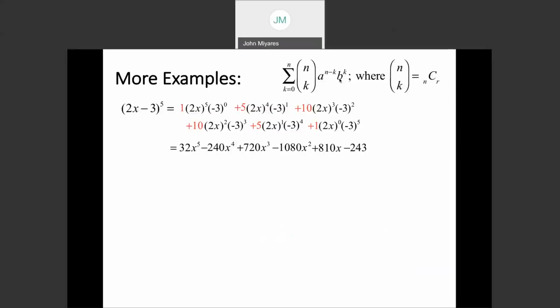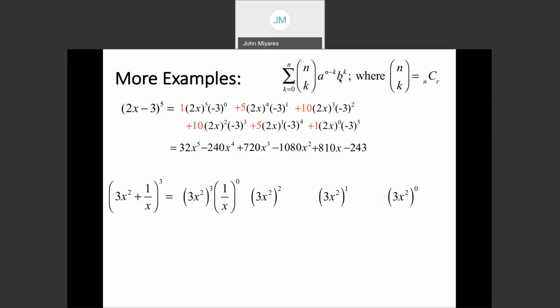Now let's see what happens if our second term isn't something simple with a y in it. The process is going to be the same. We're going to start with powers of 3x squared that will be decreasing as we progress. So I'll have 3x squared cubed, then squared, then the first, and to the 0 power. The powers of 1 over x are going to start at the 0 and work their way up to the third power. The coefficients are coming from row 3 of Pascal's triangle.